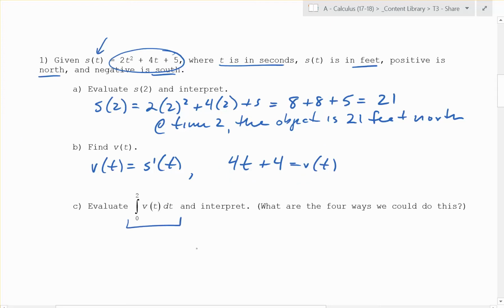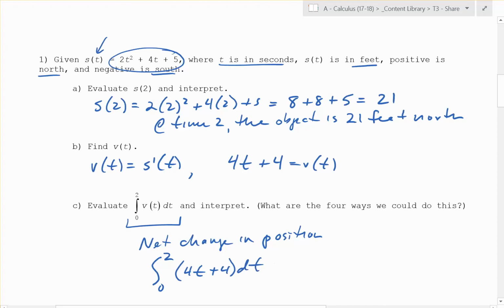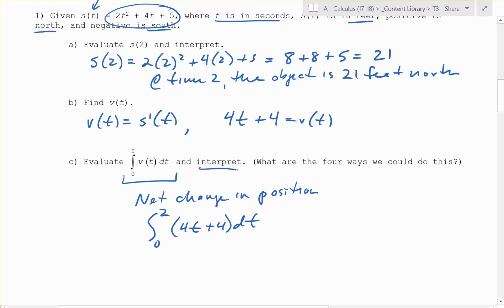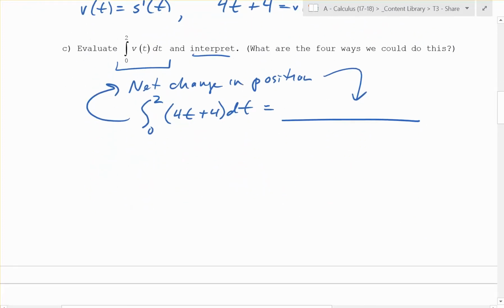So this right here is the area under the curve of velocity. So that's going to be, we've done this before, net change in position. So if we wanted to do that, we're looking at the integral from 0 to 2 of, well, we know v of t is 4t plus 4 dt. It's the area under that curve. To interpret it, it's going to be the net change in position. We haven't evaluated it because we don't know what the number is, but this number will represent the net change in position. So what are the ways we can actually evaluate this?